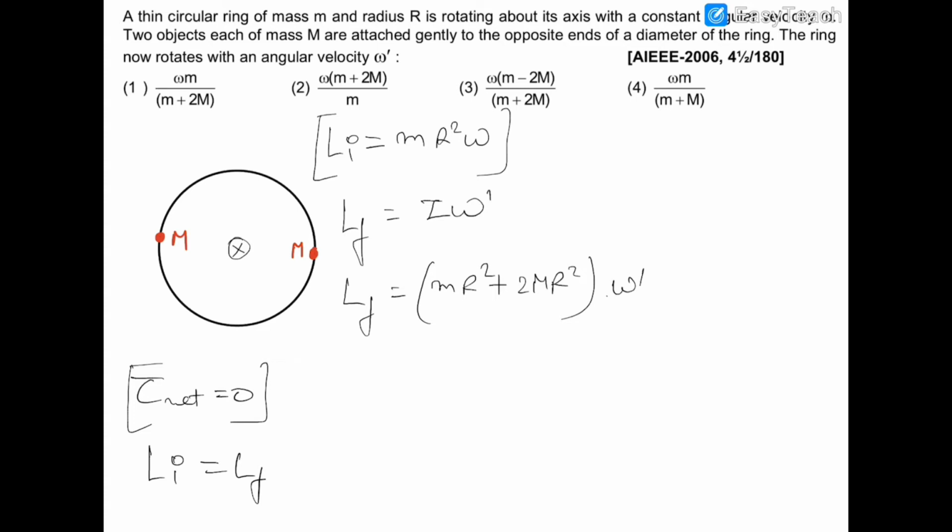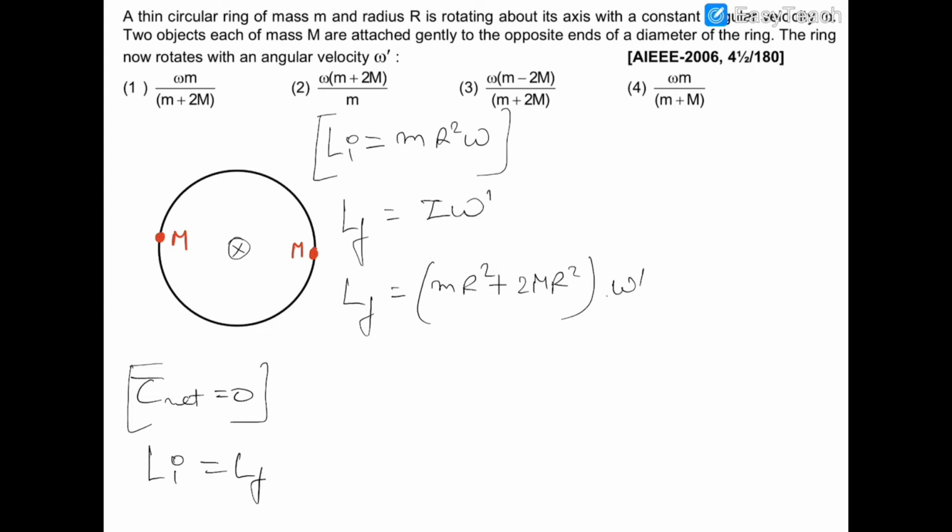Now you can see that in the initial angular momentum there was only the ring which was rotating, and finally the ring is rotating along with the two masses which are attached on its diametrically opposite points. So the moment of inertia of the system has changed, and therefore to keep the angular momentum constant, conserved, the angular velocity has to change.